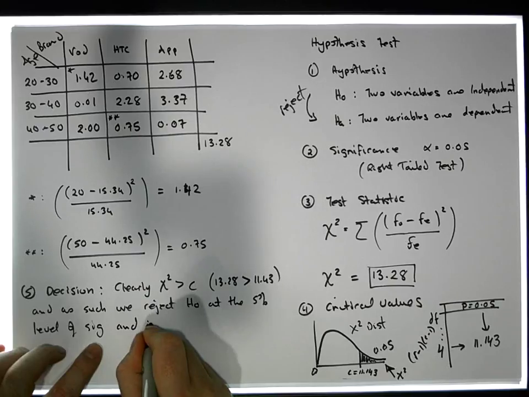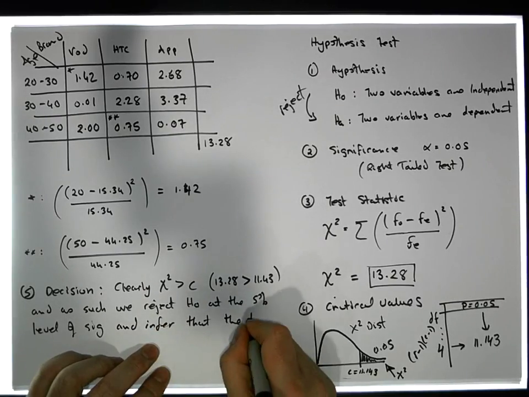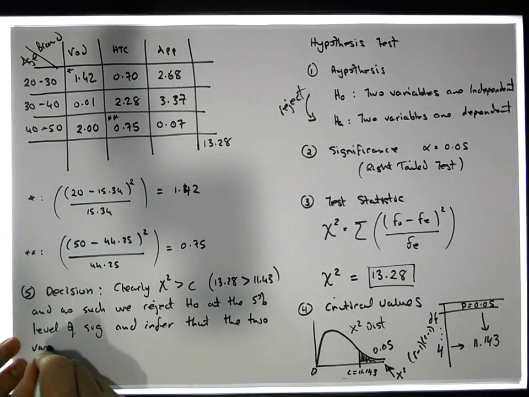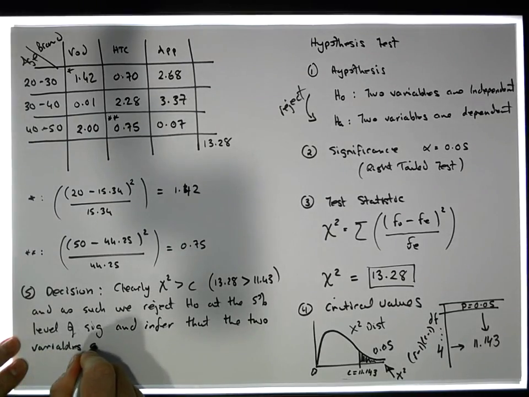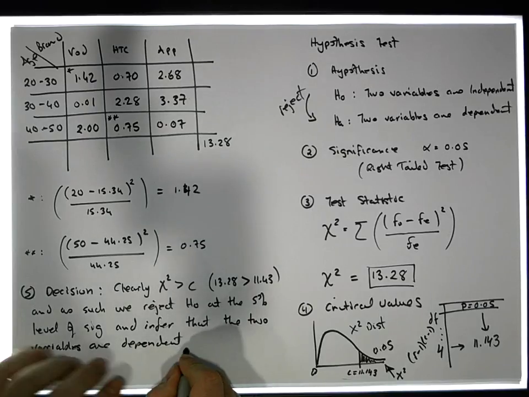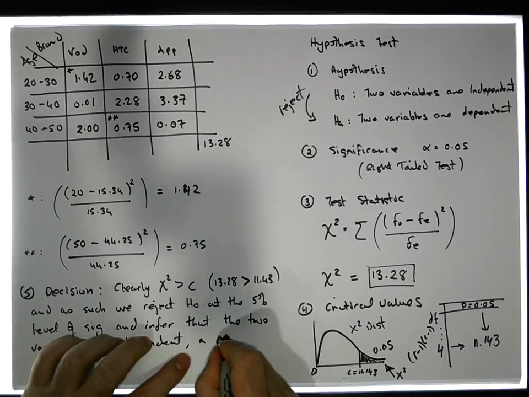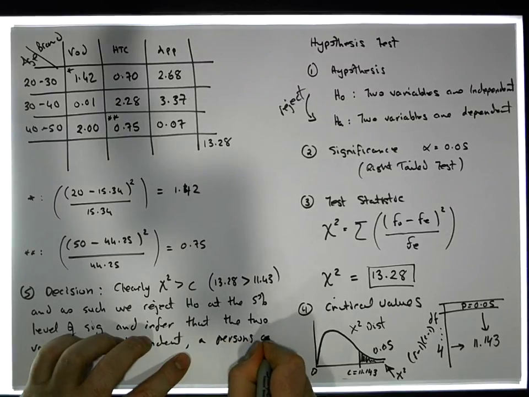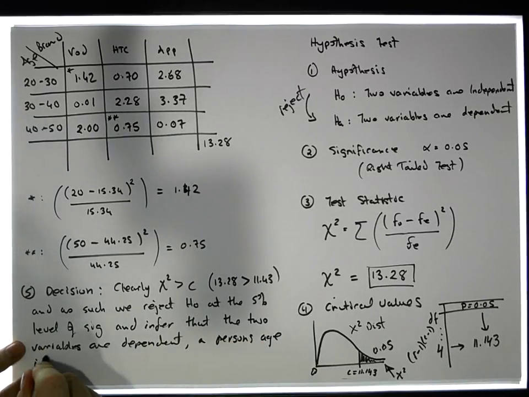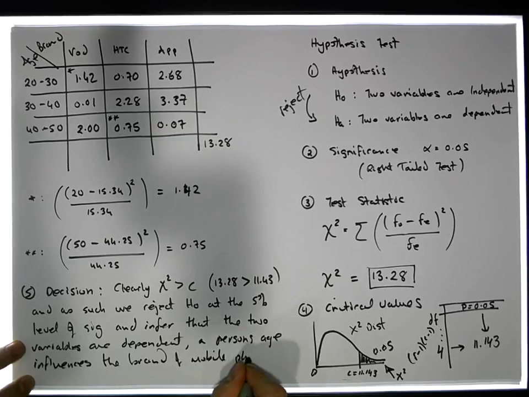that the two variables are dependent. What does that even mean? Well, what it means is this. In other words, a person's age influences the brand of mobile phone that they choose, if that makes sense.